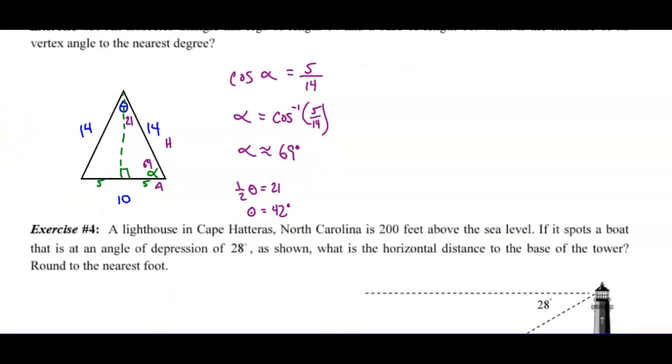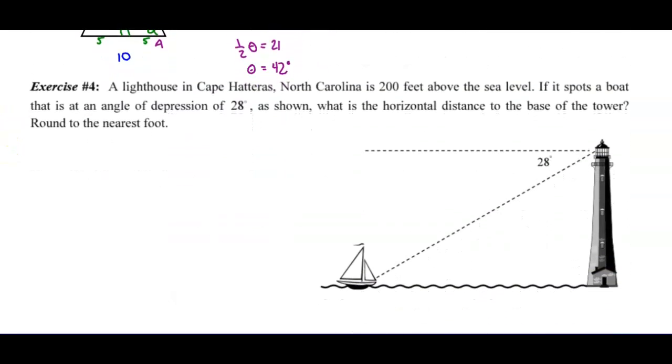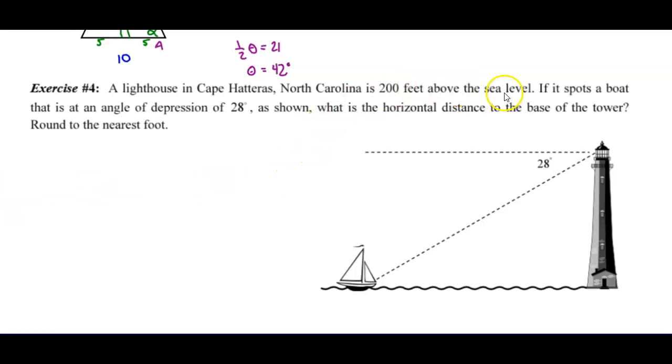All right, exercise 4. A lighthouse in Cape Hatteras, North Carolina, 200 feet above sea level. So I think we should probably put that in. This is 200. And if the lighthouse spots a boat at an angle of depression, okay, that's a key term that we're going to need to get into here, angle of depression of 28 as shown and drawn in, what is the horizontal distance to the base of the tower? So we want to know this horizontal distance here. I'm going to put an X there.